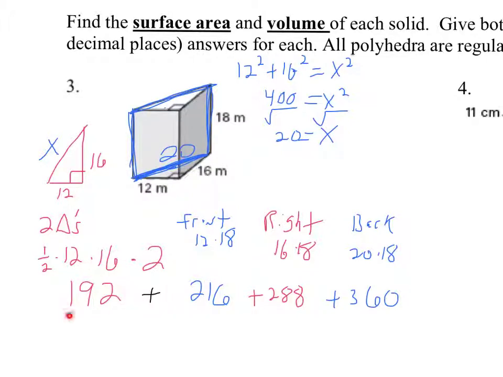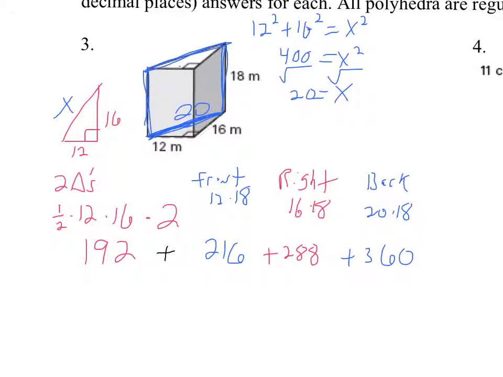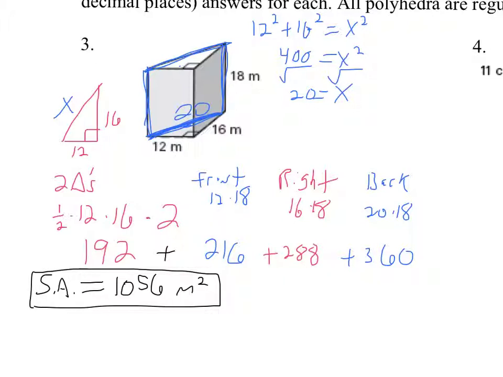Remember that this 192 actually includes both triangles, the top and the bottom. So 192 plus 216 plus 288 plus 360 gives us a surface area of 1,056. So let's label that clearly. Surface area equals 1,056, and that would be square meters. Surface area is how many square units would cover it. It's not about what's on the inside, it's actually about the outside. Alright.